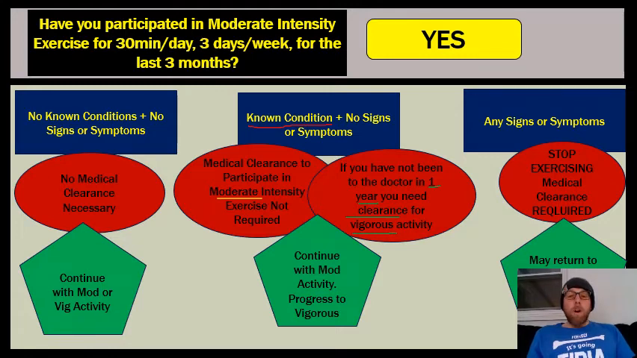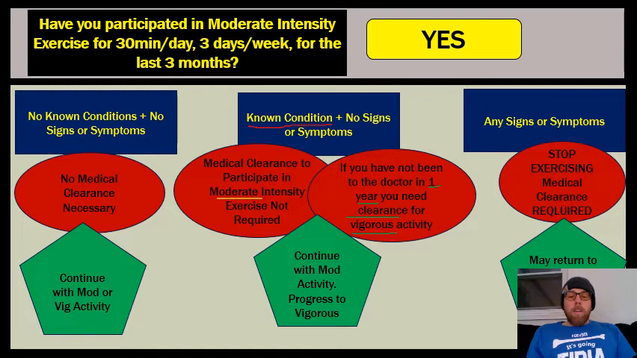You have a known condition, something you've been diagnosed with, and you want to start vigorous intensity activity. You got to go to the doctor if you haven't been in a year. And then you're good to go if they say you're okay. Continue with moderate activity, progress to vigorous. So this is kind of a dovetail here, depending on where they're at, you choose the path that's most appropriate.